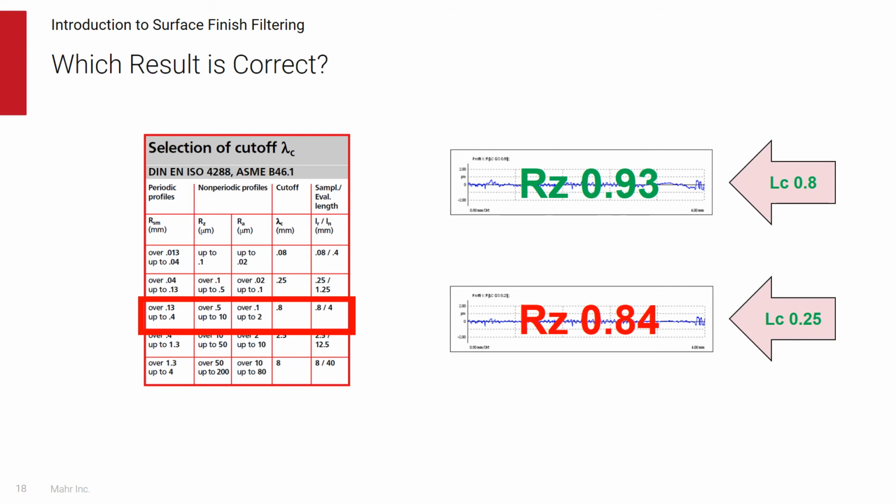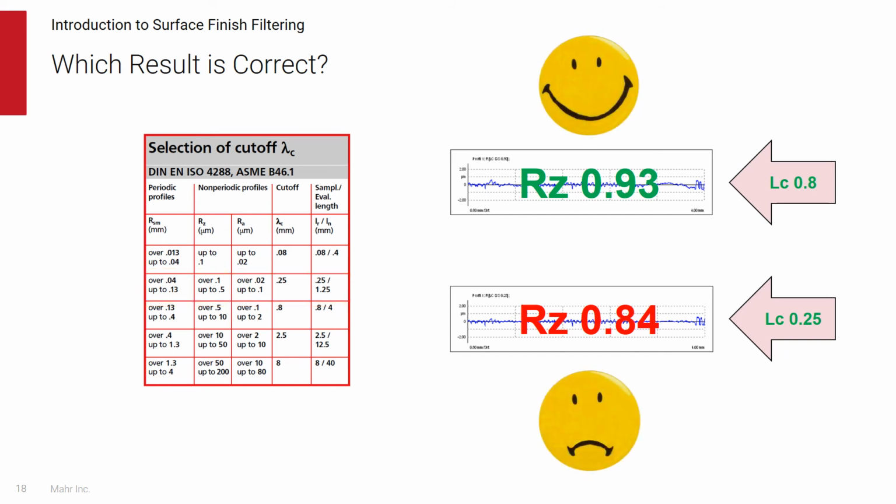By comparing the cutoff and the RZ value from the lower trace, it is also easily seen that the cutoff and result value do not agree with the table. Therefore, the correct cutoff selection is 0.8 and the upper trace is correct.